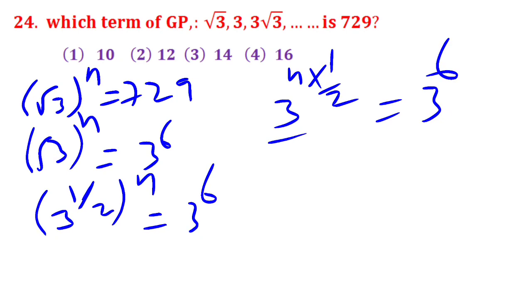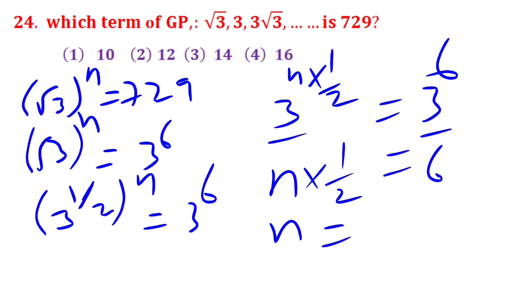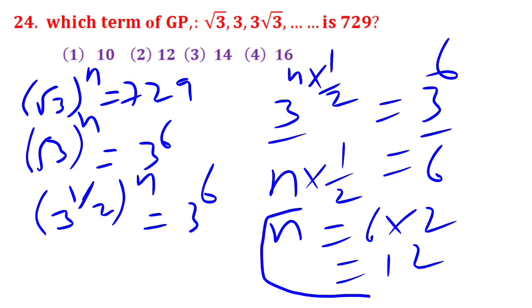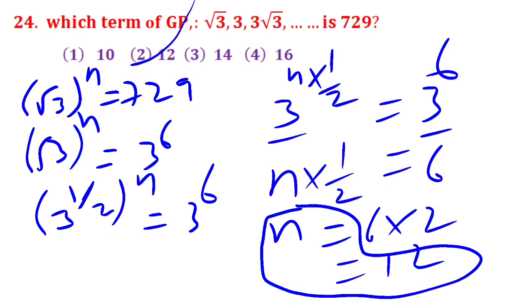Now we have equal bases on both sides. So then n into 1 by 2 equals 6. Then n equals 6 into 2. It is equal to 12. So n is nothing but the term number. So the 12th term will become 729 in the given geometric progression. So option 2 is correct.